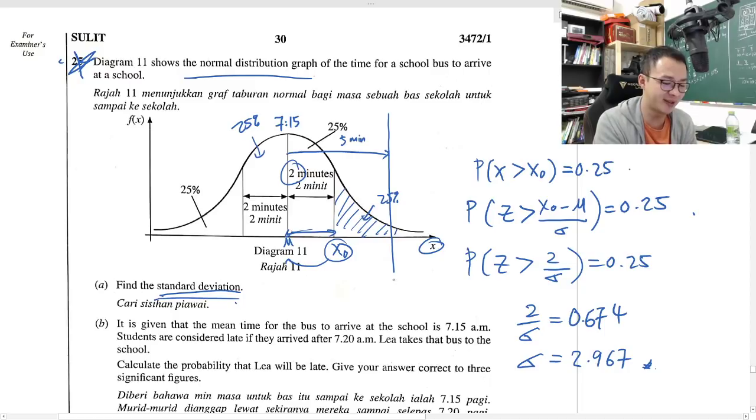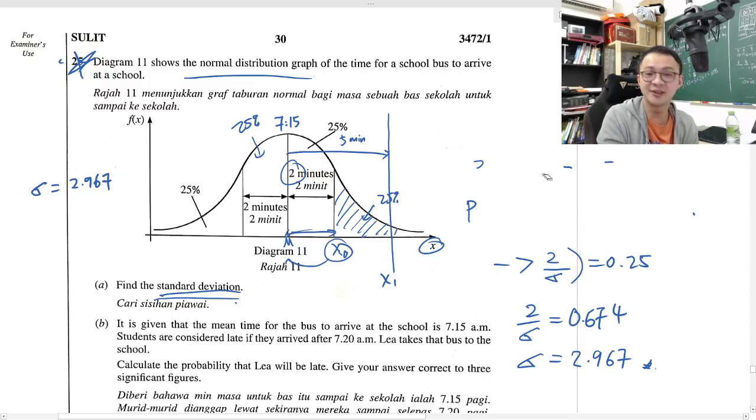I do not know what this value is. I'm going to call it x1 here. And I'm not sure I still need the standard deviation or not, but I copy it down, 2.967, because I need some space here.